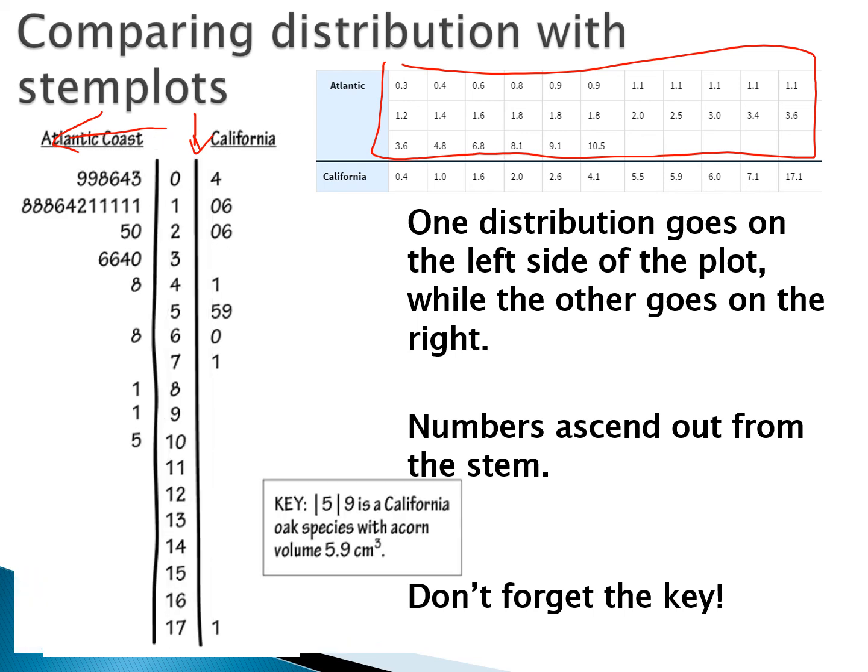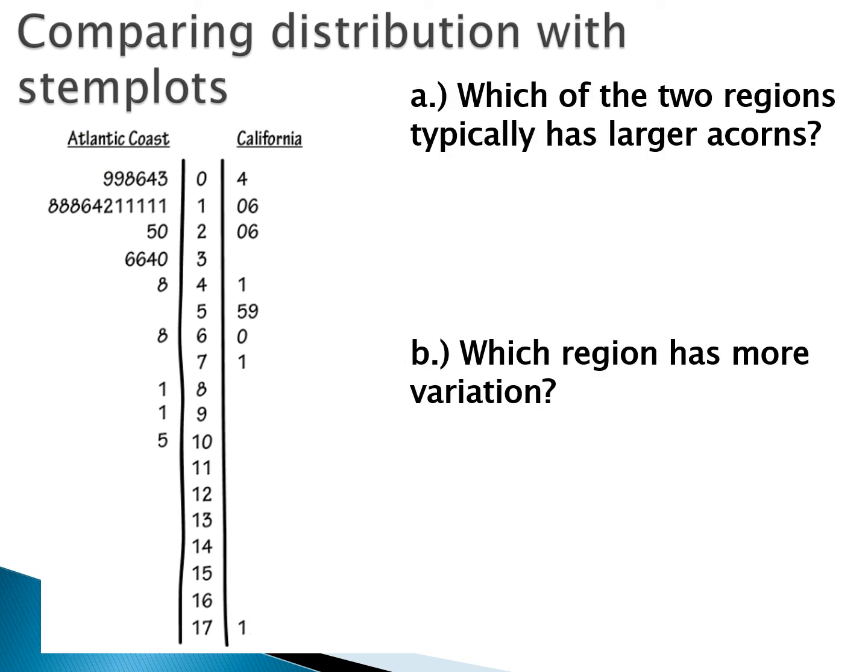This is what it would look like when it's all filled in. You can see it kind of looks like it's going largest to smallest, but really we're reading it this way. When we look at this, we can see the differences. You can see this huge outlier down here in California. You can see their shapes are a bit different. And it gives us an opportunity to answer questions like these.